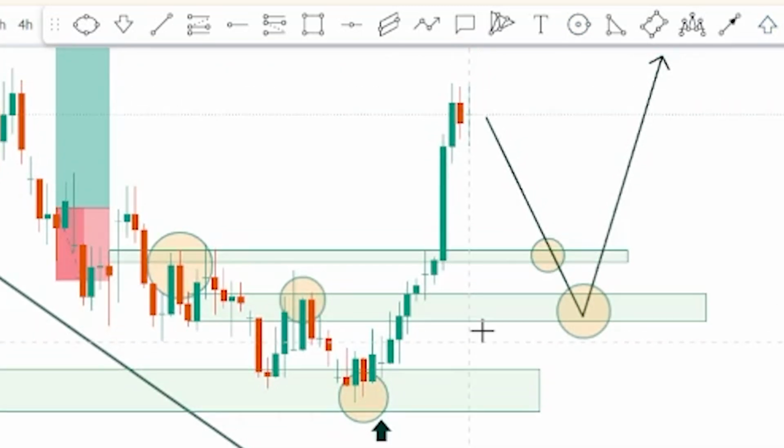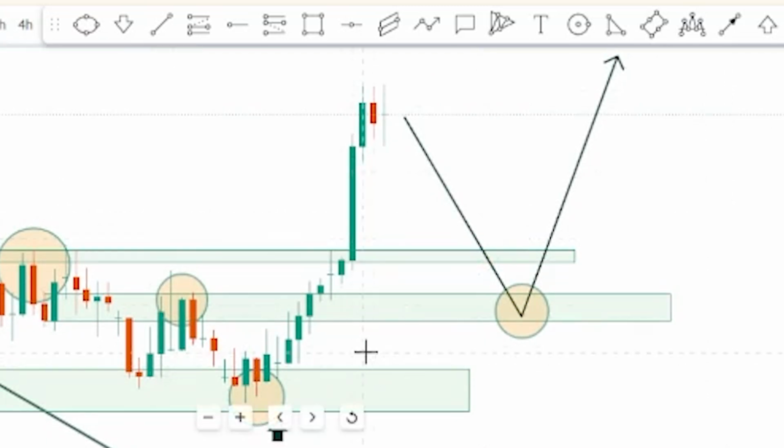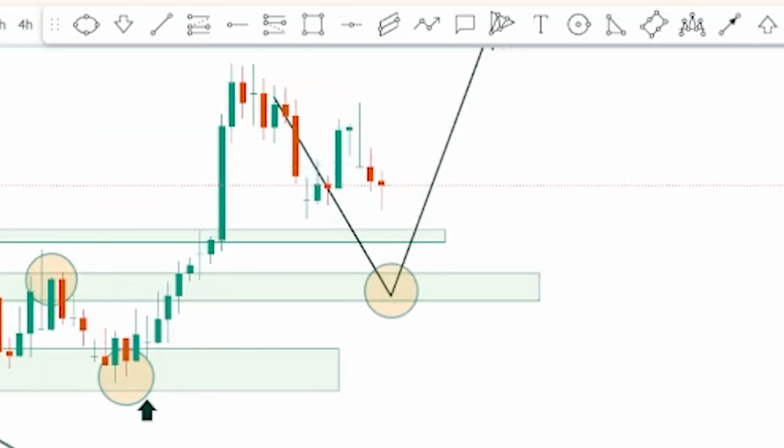Now I'm waiting for the second low to connect with the first low as a confirmation that we are going to the upside, and I'm also waiting for the retest from this resistance area to become support. Let's see how the market plays this. Okay, we're rejecting from there, and we are now coming.